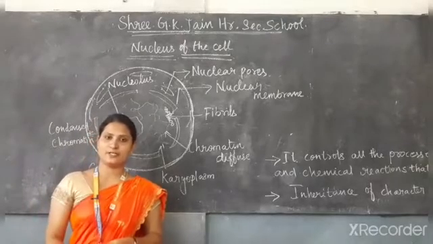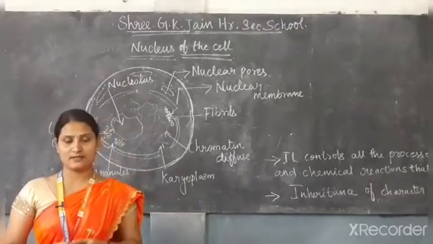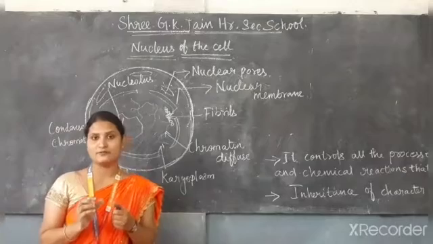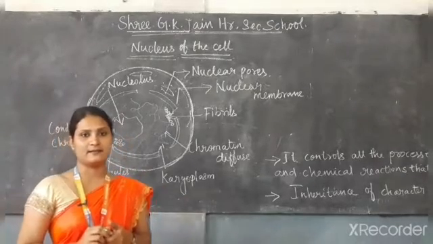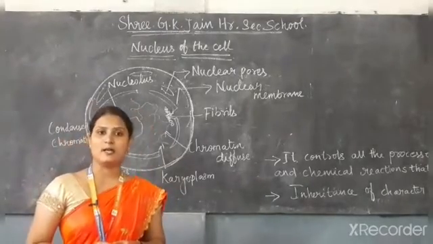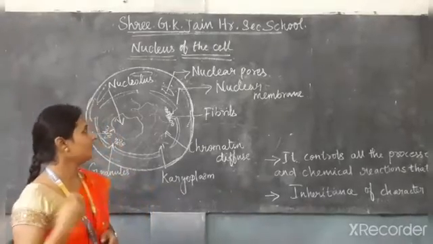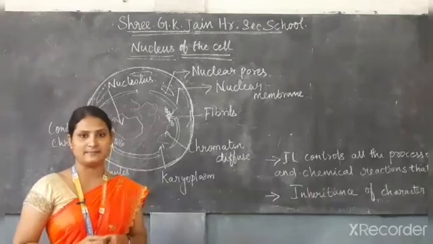Now I am going to teach you about the nucleus of the cell from class 7. In the previous video itself, we discussed the different types of structures present inside the cell. These different structures of the cell are called cell organelles. The nucleus is one of the cell organelles present in the cell. This nucleus is present in the animal cell as well as the plant cell.